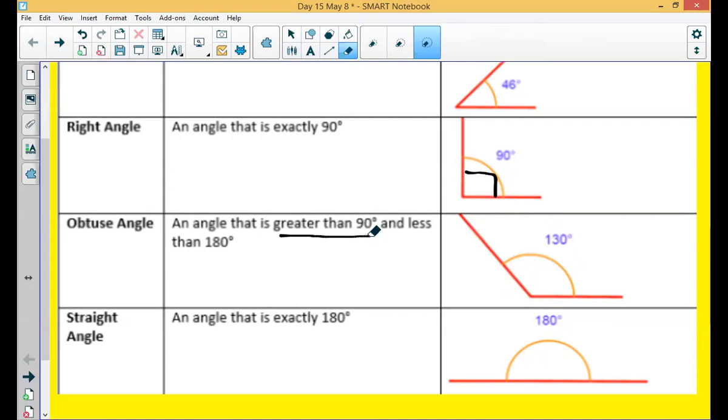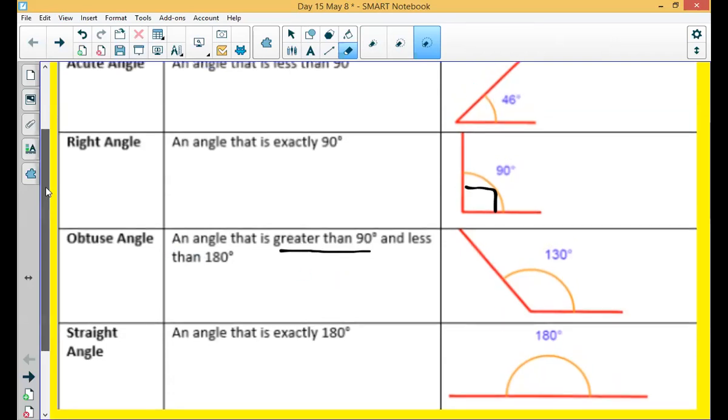That makes it obtuse. A straight angle looks just like a straight line. So it's a straight angle and it has a measure of 180 degrees. So you know we hold our arms out to the side to make a straight angle. So remember the exercises we did to help us to remember the angles.